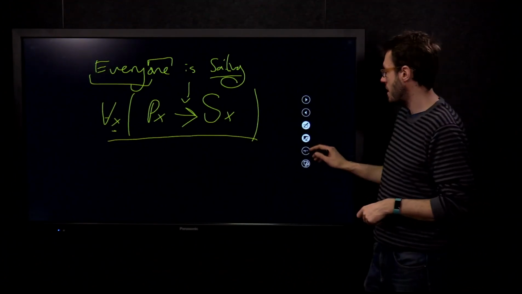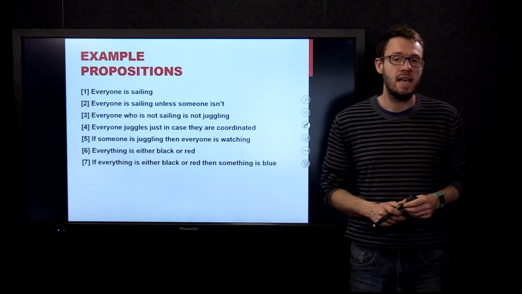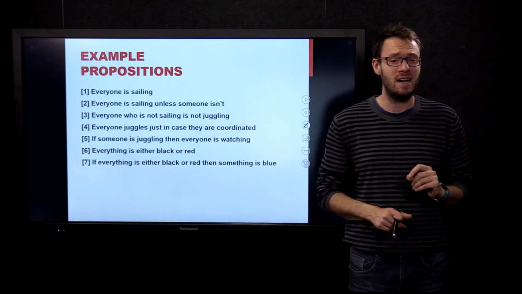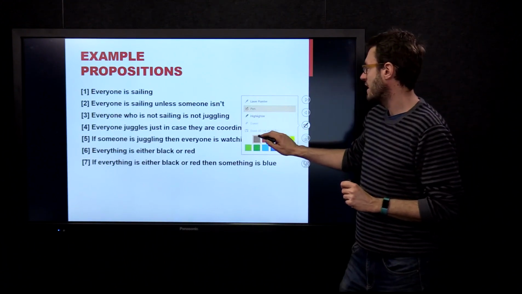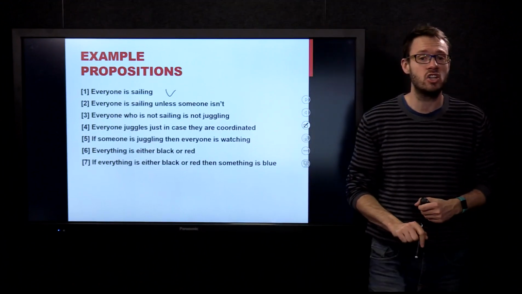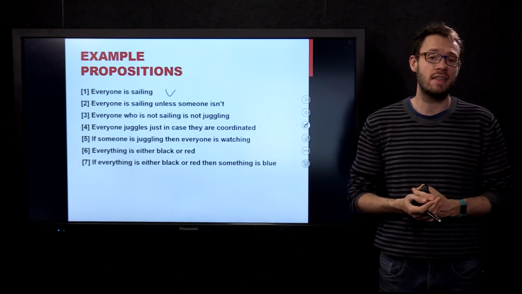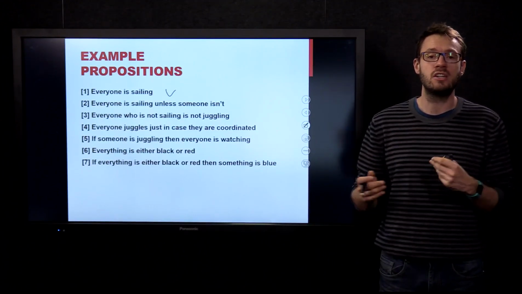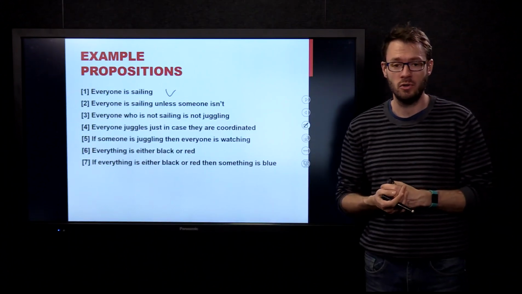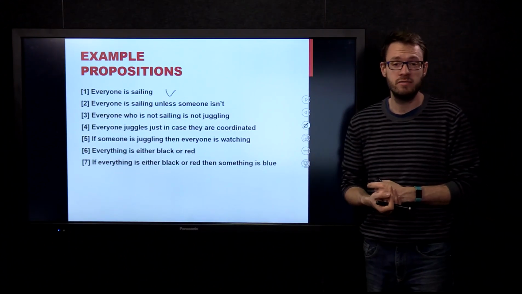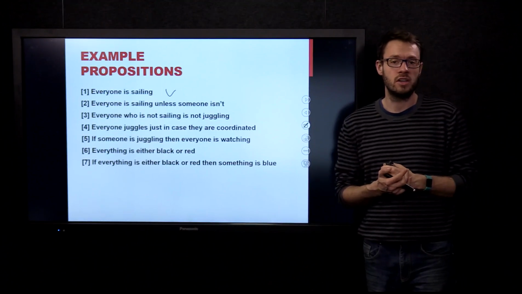All right, let's look at another example. Everyone is sailing unless someone isn't. Now remember what I told you about unless? The rule of thumb with unless is to translate it out as a disjunction first, and then if you want to get the conditional forms, you can move from the disjunctive form into the conditional forms. We're just going to focus on the disjunctive form. We don't need to focus too much on the conditional forms.